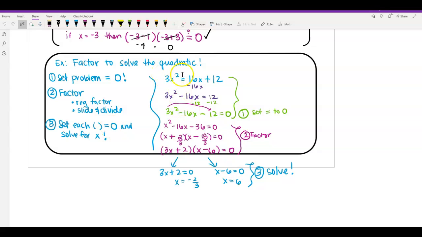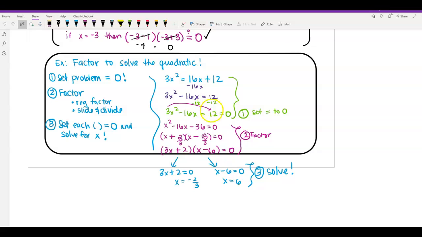So here's my problem, 3x squared equals 16x plus 12. I'm going to get everything on one side first. That's why we need to get everything equal to 0. So I'm going to subtract 16x, I'm going to subtract 12, and I get 3x squared minus 16x minus 12 equals 0. At that point, I'm now ready to start factoring my problem. Okay, so I'm not going to change anything on the 0 side for a while, and I'm just going to look at this term on the left side. If I have 3 and 16 and 12, 3 does not go into 16, so I don't have a greatest common factor, which means I need to slide and divide this problem.